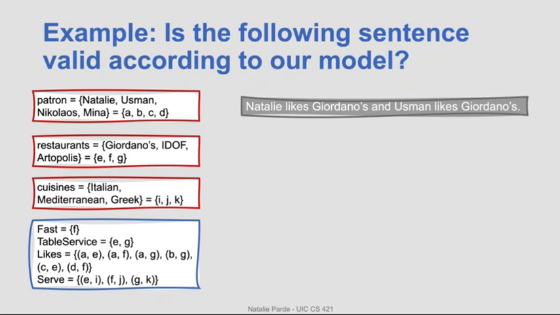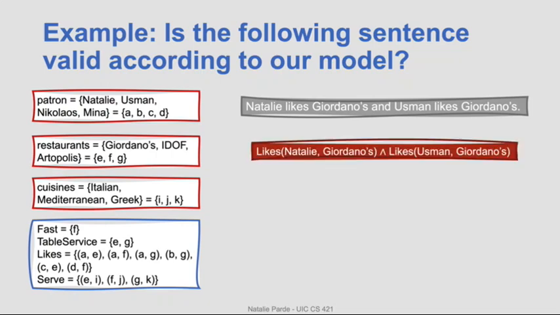And we know a few relations like which patrons like which restaurants and which patrons serve which cuisines. In this example, we're going to determine whether the sentence Natalie likes Giordano's and Usman likes Giordano's is valid according to our model. To determine this, we'll first convert the sentence into first-order logic. It looks like we'll need to set up two likes relations, one for our patron Natalie liking Giordano's and one for our patron Usman liking Giordano's, and then connect them using a logical AND. We'll replace the full named values with the constants that represent them.